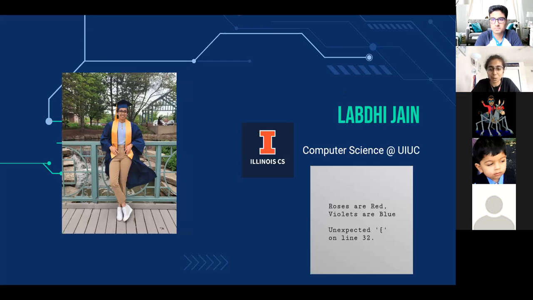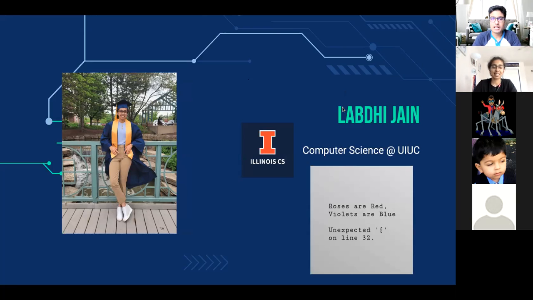And here's a quote / poem that I saw last week. For those of you who weren't here last week, roses are red, violets are blue, unexpected breeze on line 32. Thank you, Rishi. So relatable though. Yep.